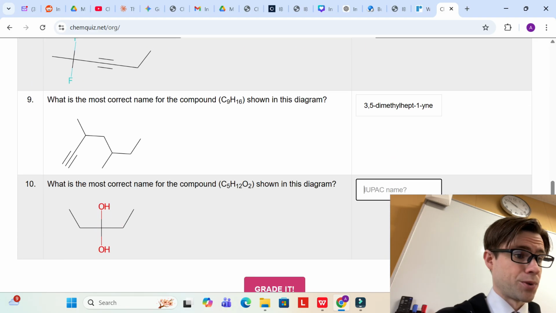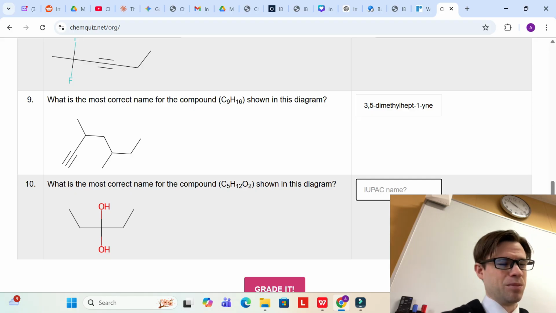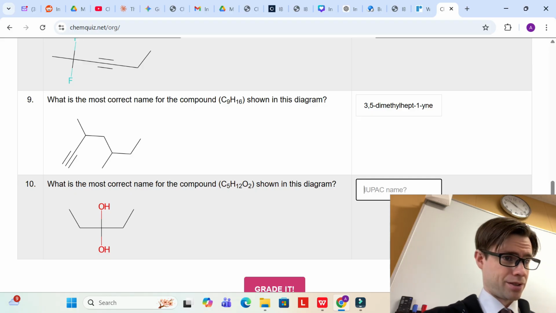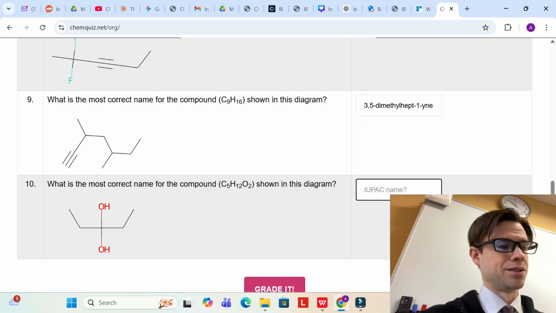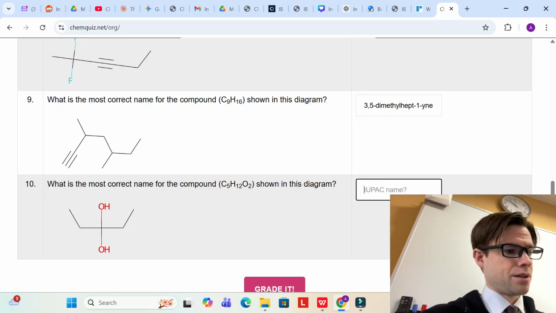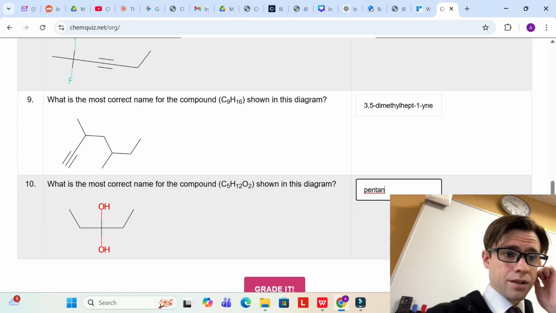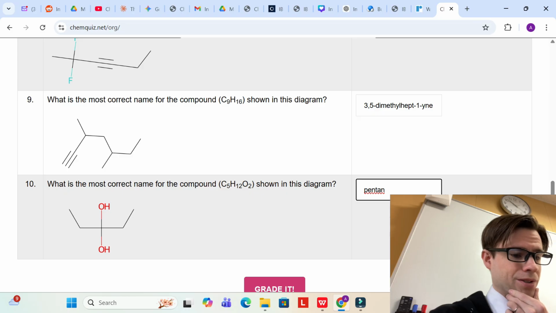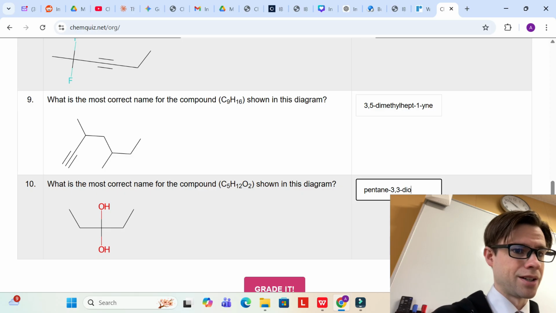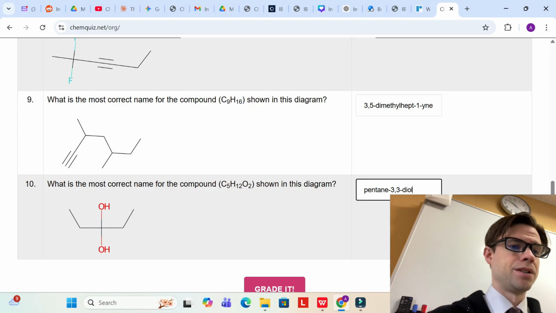Last, number 10. Most correct name for this, of course, double alcohols. This is probably a naming rule that I didn't discuss in my videos and probably wouldn't appear on IB exams, but I'll still try it. So 1, 2, 3, 4, 5. 5 carbons, pent, and now I just know that the naming system for this is ane dash 3, 3 dash diol. Pentane 3, 3 dash diol.